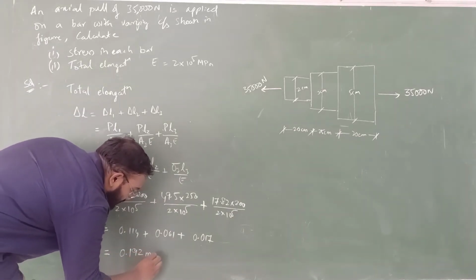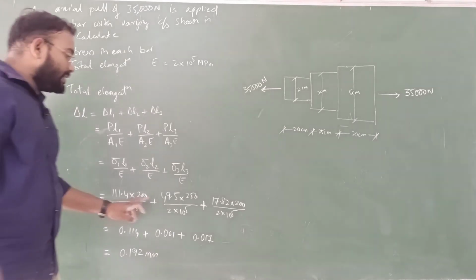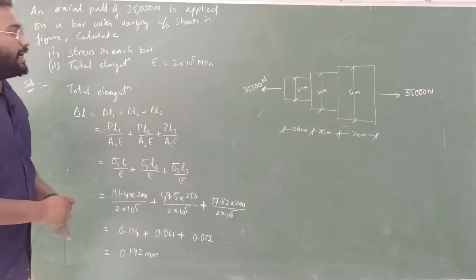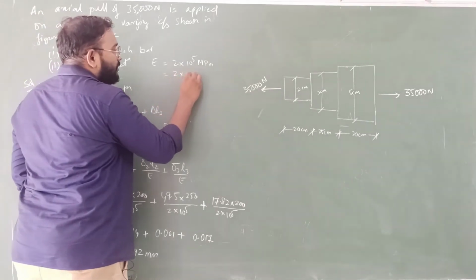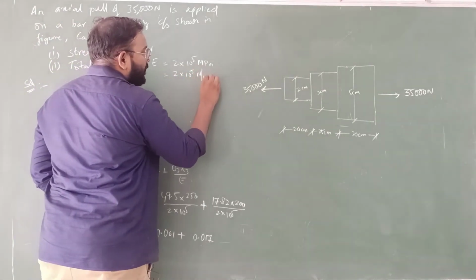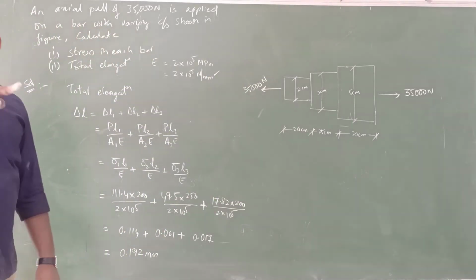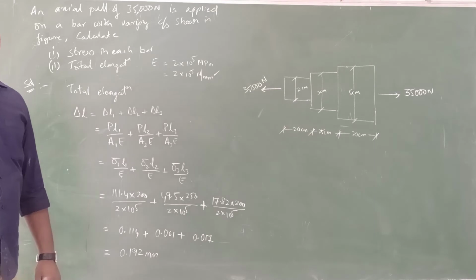0.192 mm. See the units. I am writing this in millimeters. Now this is given in megapascal. I told you 2 × 10⁵ megapascal will be directly equal to 2 × 10⁵ Newton per millimeter square. 1 megapascal is equal to 1 Newton per millimeter square. I told you in the last class also.